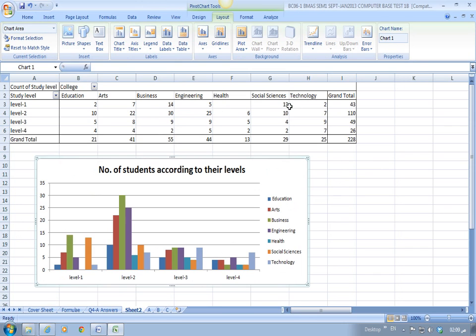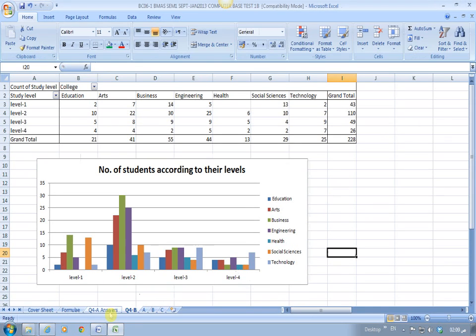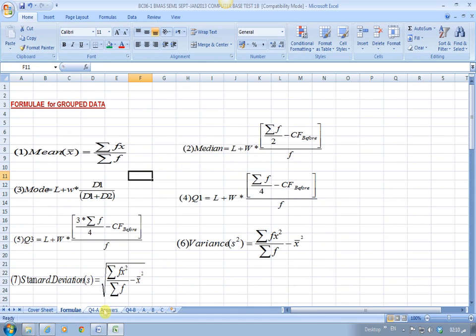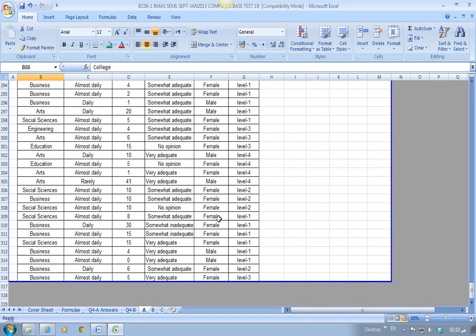The question here says to comment on the students according to their levels. So if you see here students according to the level, it means that most of the students are in level 2 and less number of students in level 4, and so on like that. You can write that in the comment, this is the answer for that question, which is question number 4B. By this we answer all the questions related to set A questions.